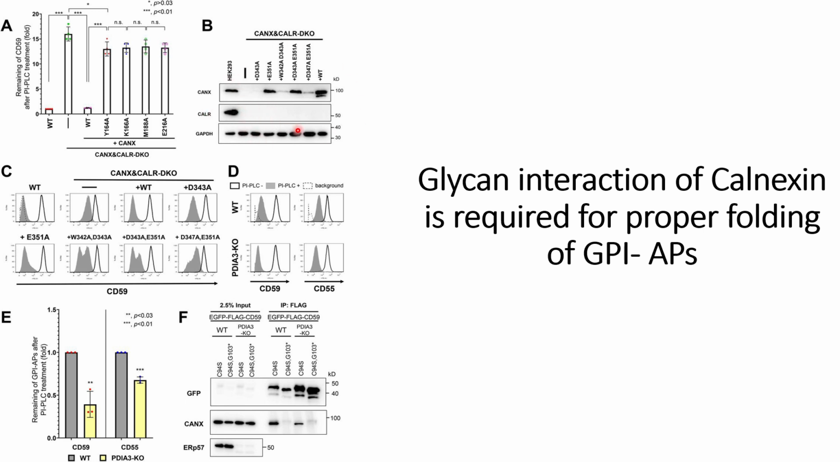So after identifying which constructs are stable, they check the same thing, that is the remaining CD59 after this PI-PLC treatment. And for the wild type cells, they can see that the CD59 is cleaved off almost to all extents. And even in the dual knockout where Calnexin is transfected as a wild type, they can see that there is cleaving off, or the remaining CD59 is very minimal.